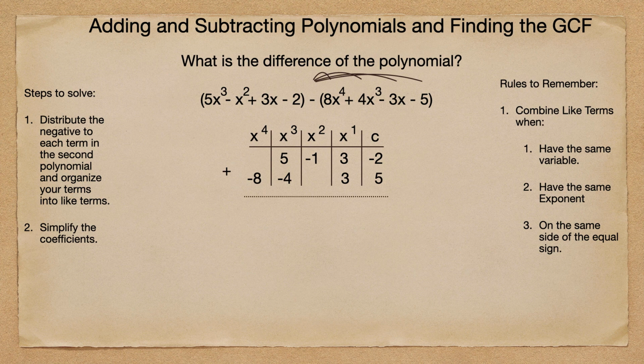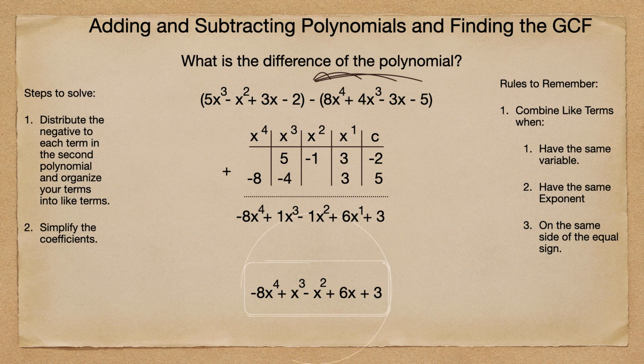We're left with negative 8x to the fourth plus 1x cubed, negative 1x squared plus 6x to the first, and plus 3. We can simplify, bringing down just to have negative 8x to the fourth plus x cubed minus x squared plus 6x plus 3.